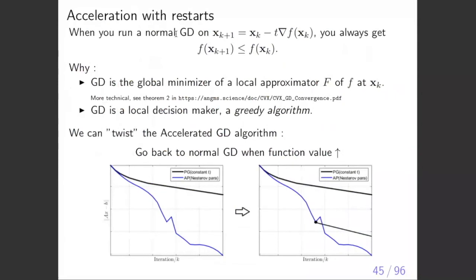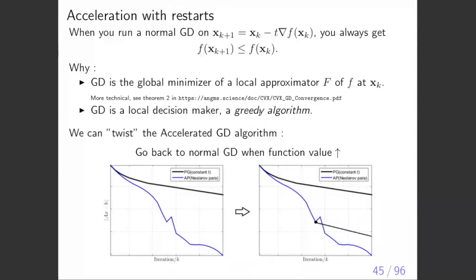Remember, in gradient descent, you always guess this. It's a greedy algorithm. Greedy algorithm means you always make improvement. That's why this is always making improvement. But for Nesterov method, you can go up. That means this is no longer true. Or in other words, Nesterov's method is not greedy.